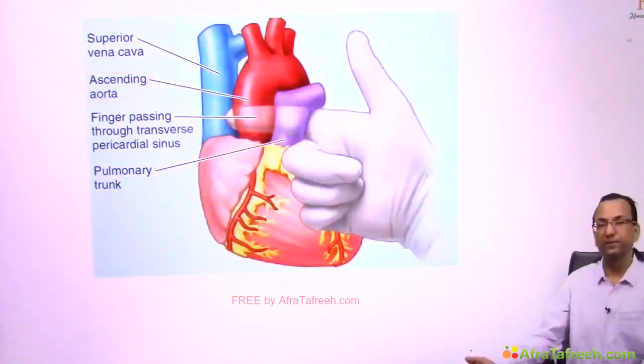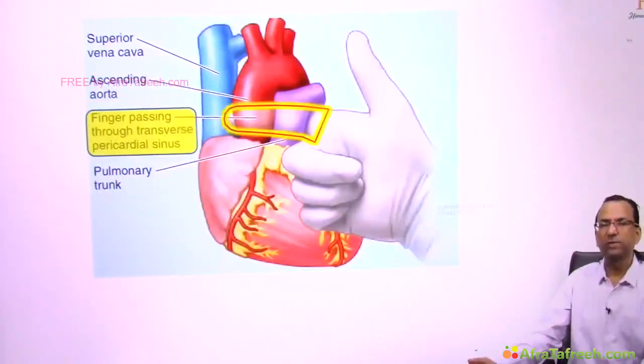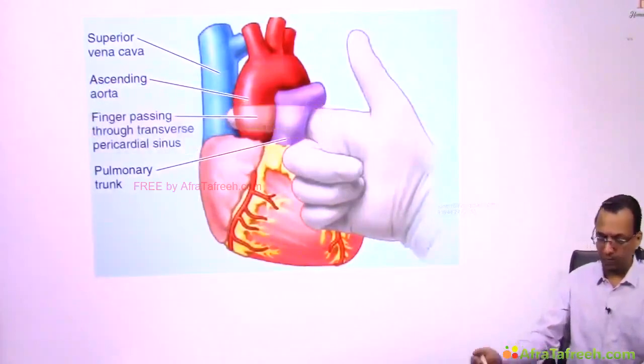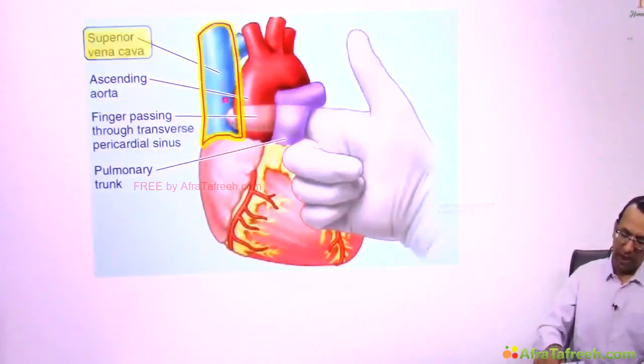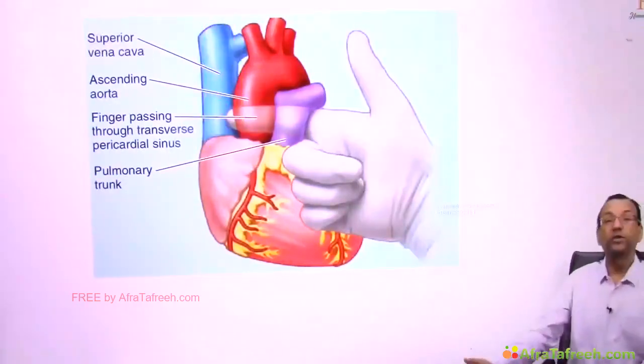Now, okay, what is behind your finger? Behind my finger will be the veins. This is the transverse pericardial sinus. Behind that are veins. Can you name one vein behind the transverse pericardial sinus? You can see here, the superior vena cava. So the superior vena cava is behind your finger. Yes, it is behind my finger. It is behind the transverse pericardial sinus.